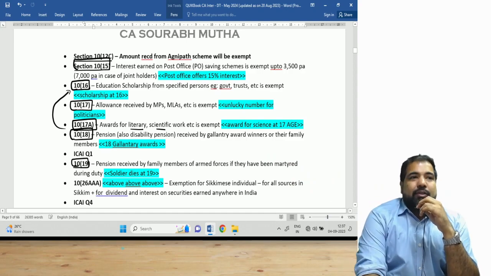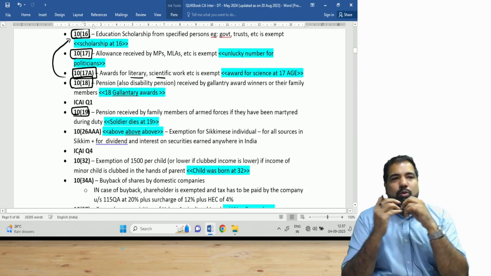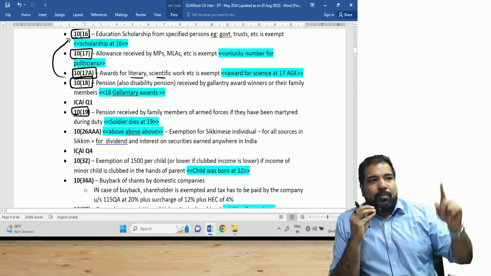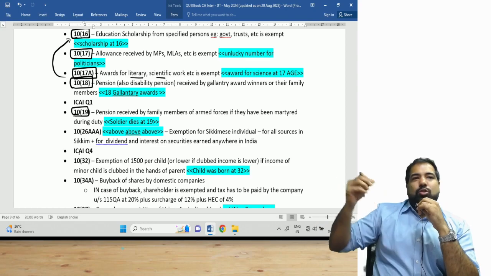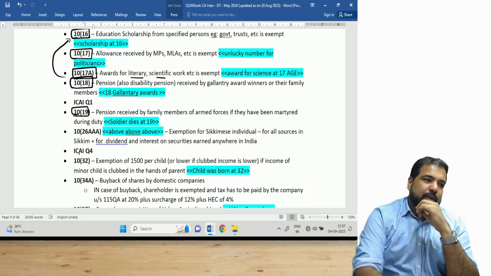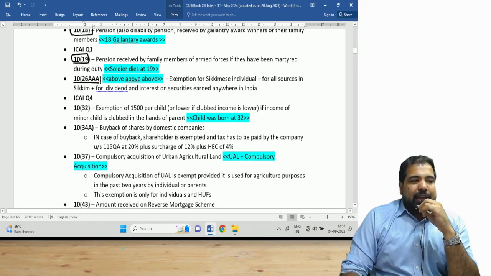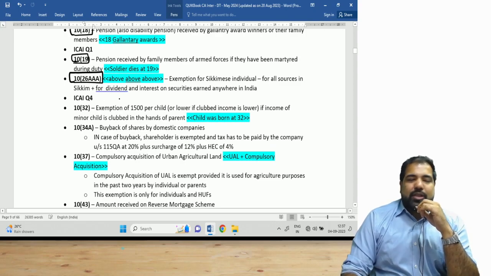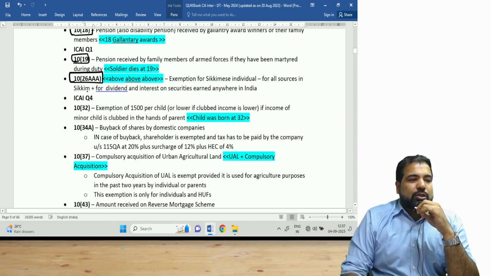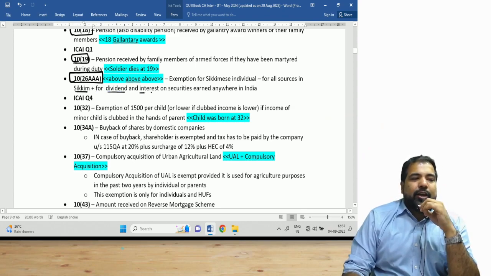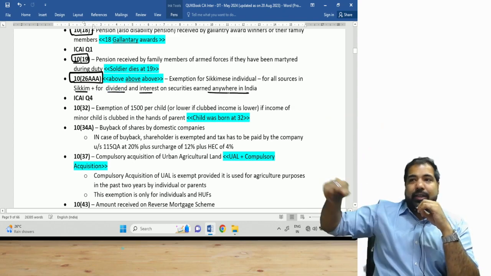10(19): Jawans, armed forces people, if they lose their life or they become permanently handicapped, then the pension or the family pension they receive, do we want to tax it? No. Let's show some humanitarian grounds for these people. Next, 10(26AAA), income of Sikkimese individuals. Income from all sources within Sikkim, and dividend and interest from anywhere in India.